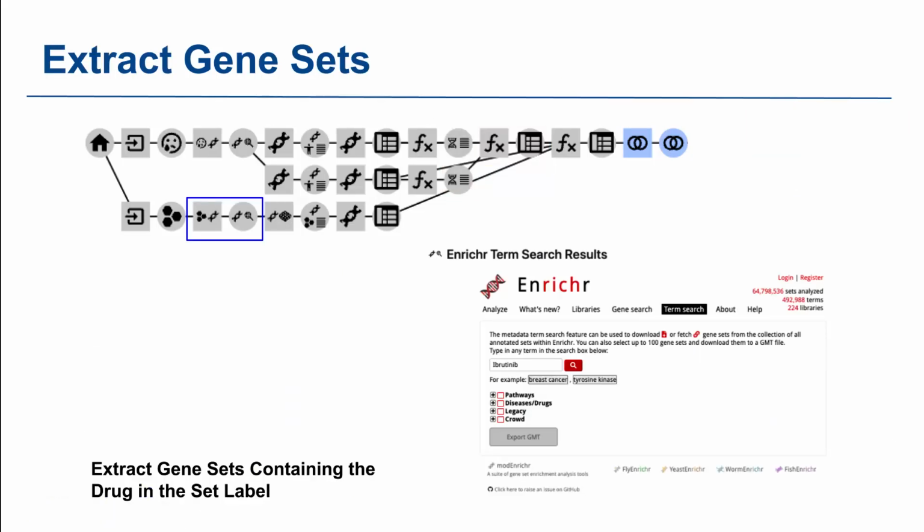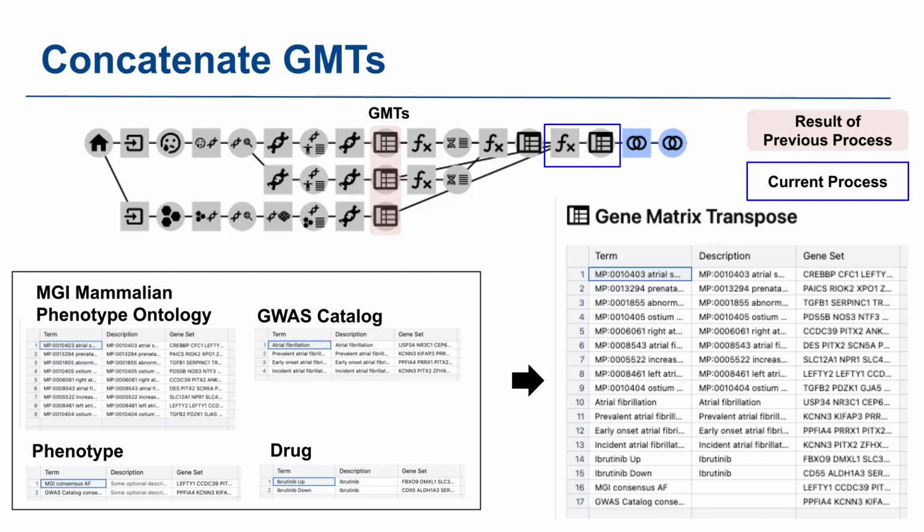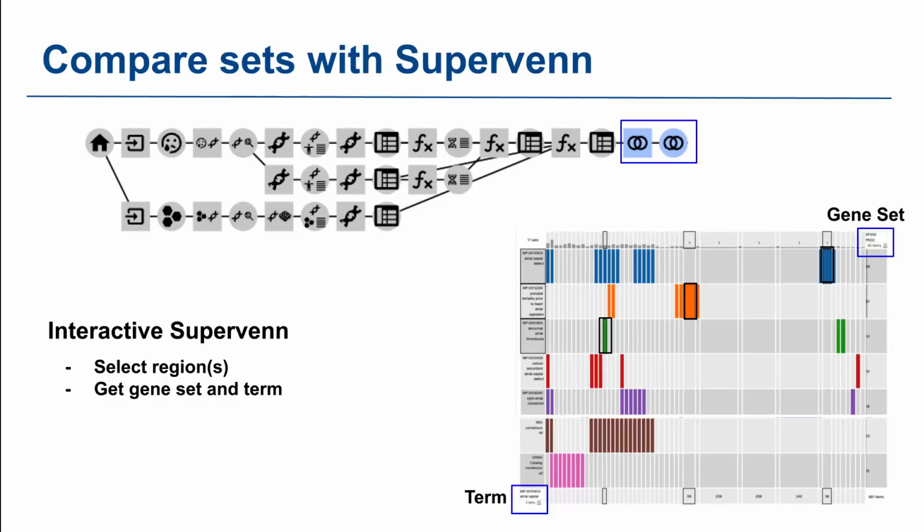From the input drug, ibrutinib, the workflow extracts gene sets containing ibrutinib in the set label using Enrichr. We extract L1000 chemical perturbations consensus signatures from the term search of Enrichr. The Playbook Workflow converts the list of drug sets to GMT format, including a description and gene sets for each drug set. After assembling the GMT files for the drug and the two phenotypes, we combine them into a single file. After merging the phenotype and drug gene sets into a single gene set library in GMT format, we can create a super Venn diagram.